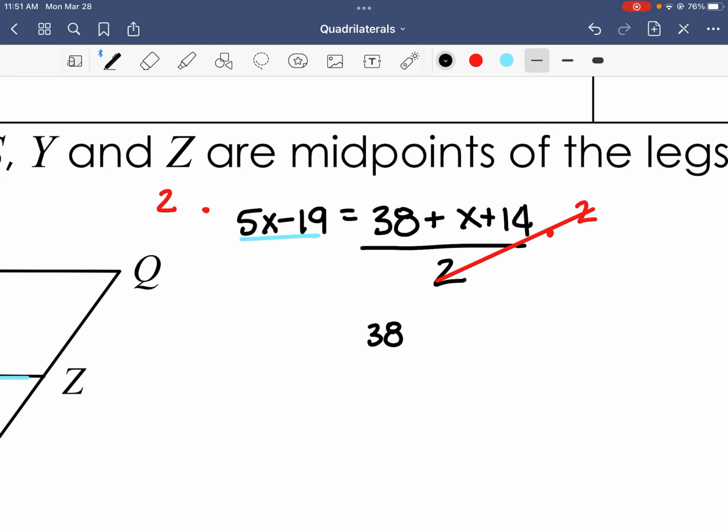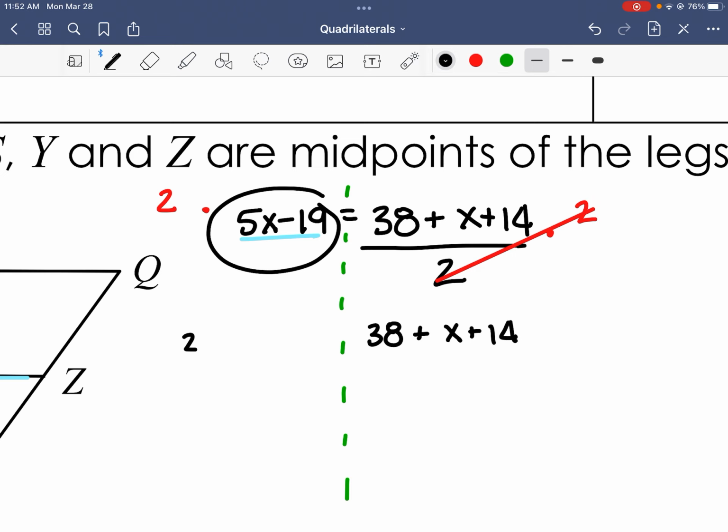And everything at the top comes straight down. 38 plus x plus 14. And if it helps you, you can even make your dotted line. I know that helps some of you guys. Okay. And on my left-hand side, 2 doesn't cancel out, so I'm going to have to bring it down.